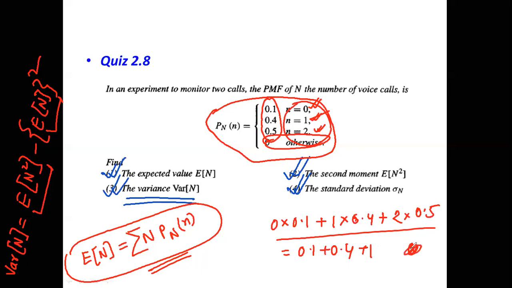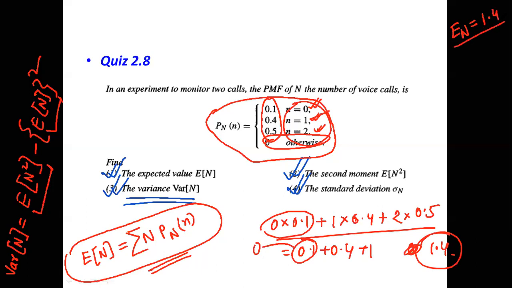This 0.1 should be multiplied by 0. So 0.1 into 0 will be 0. Right, you are right. So that will be 0, and that will be 0.4, and that will be 1. So 1.4 we have found out. So this E[n] will be equal to 1.4.